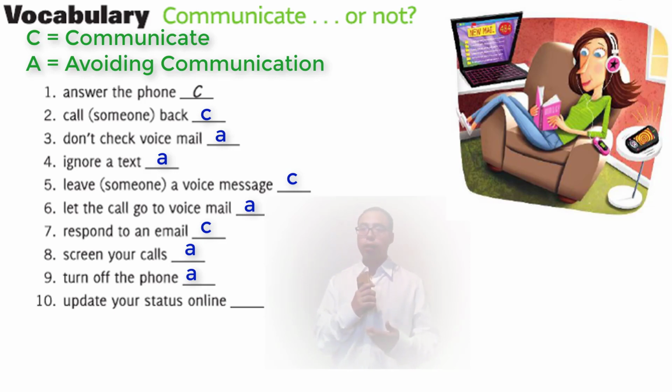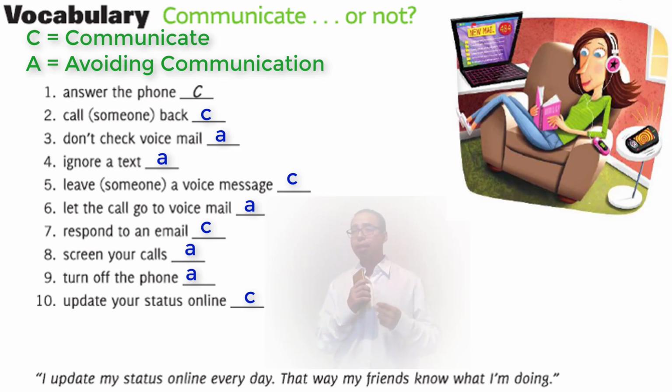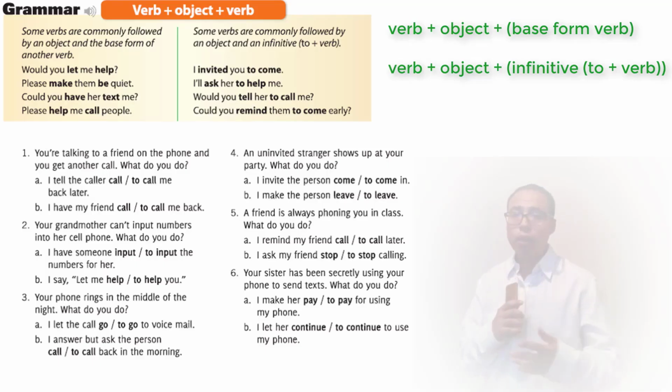If your phone is off and somebody needs to contact you, they're going to have to find a different way. Number 10, update your status online. That would be a way of communicating. Okay, now we're going to use one in an example. It says, I update my status online every day. That way my friends know what I'm doing. That would be a way of communicating. Okay, now we're going to see grammar.